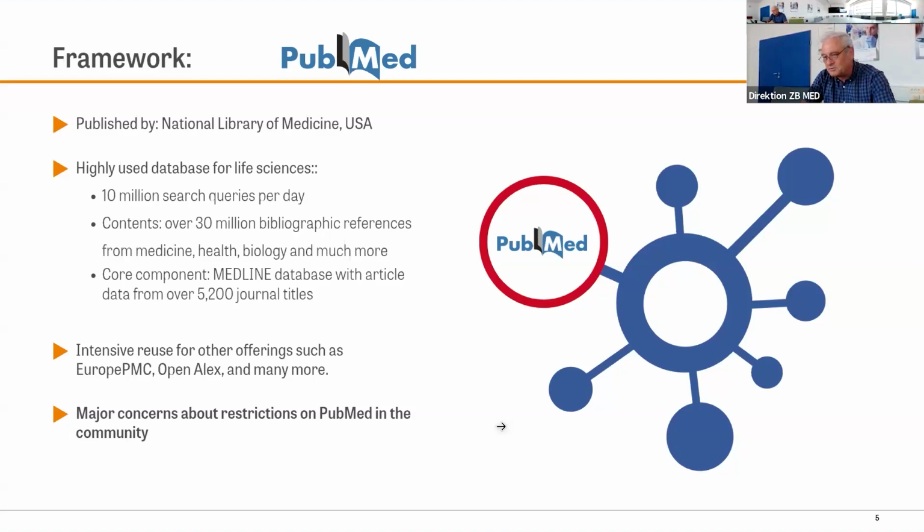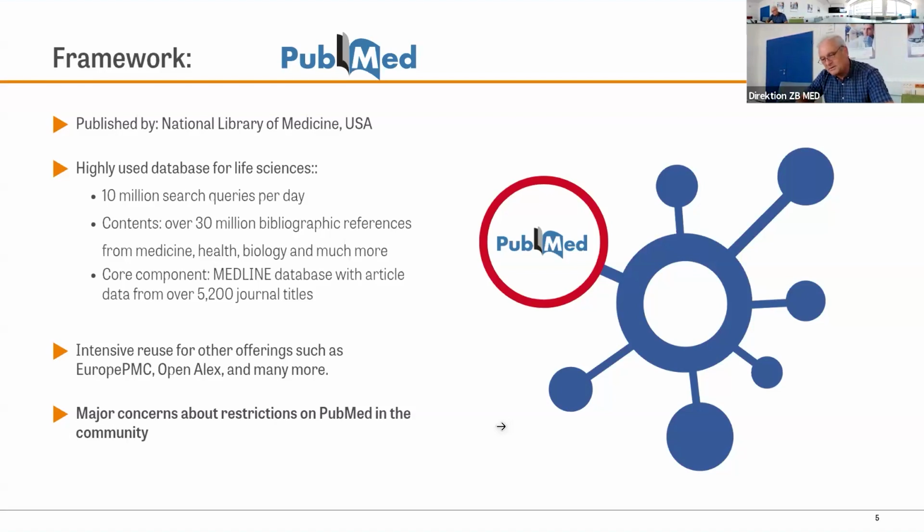So PubMed, I think everybody of you knows it really well. And I think everybody who has done research in the life sciences or medicine over the last 50, 60, 80 years knows PubMed. And it's published by the National Library of Medicine in the United States. It has about 10 million search queries per day. The content is over 30 million bibliographic references for medicine, health, biology, and much more. And the core component is Medline, a database which receives data from over 5,200 journal titles. So this is really an important and valuable and precious resource.